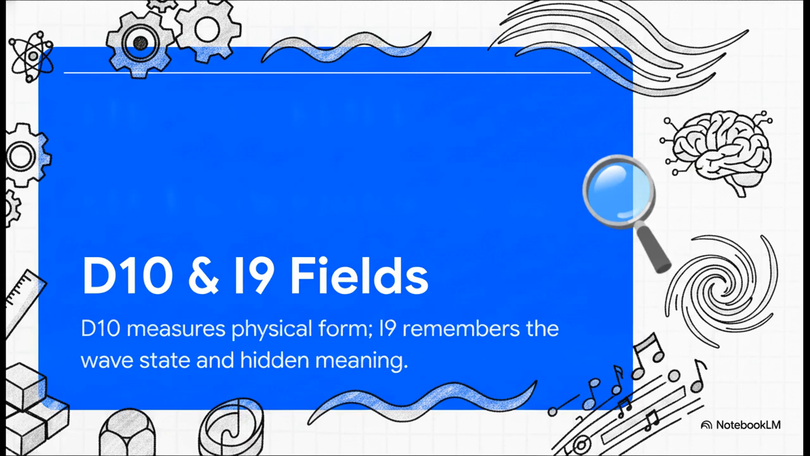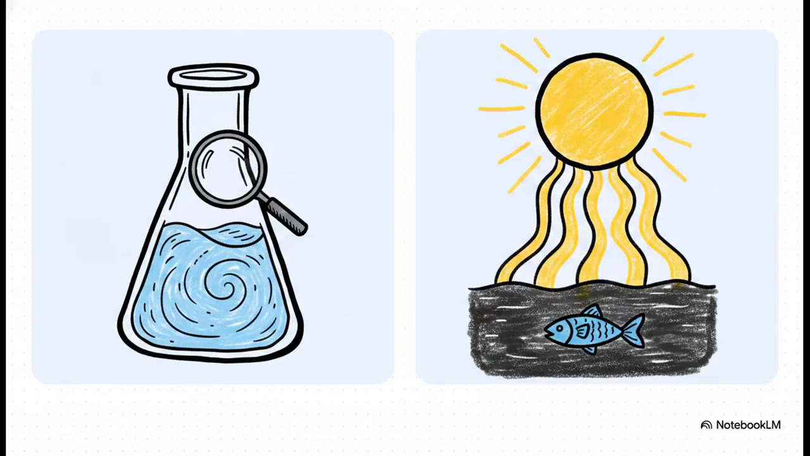But parallel to that is the I9 field, the imaginal field. This is the wave state, the hidden energy, consciousness, and deep meaning. I9 remembers, because if you think about it, measurement without meaning is just white noise, and meaning without manifestation is completely unexpressed. To really visualize this, think of D10 as water, a finite volume taking a specific form. And I9? That's light, the infinite continuous signal.